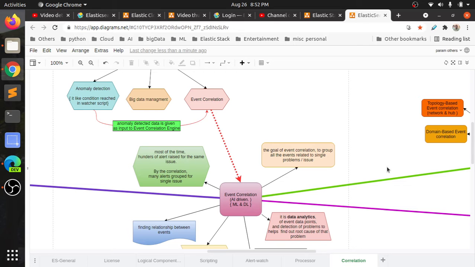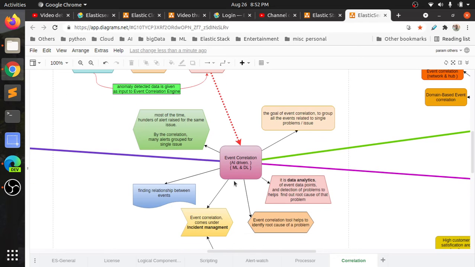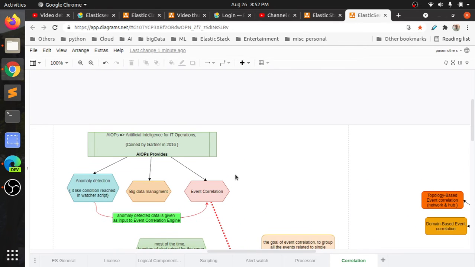So correlation is achieved by AI-driven techniques. It can be achieved by machine learning, deep learning, or data analytics. Obviously these techniques come under artificial intelligence. So even correlation happens by AI, and that's why we call this here.